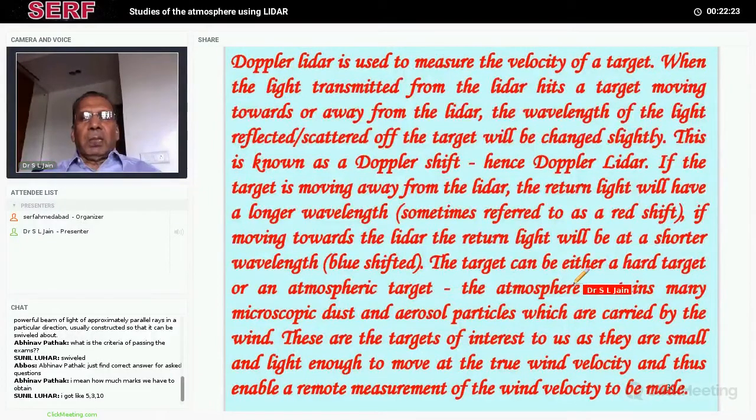The atmosphere contains many microscopic dust particles or aerosols, which can be carried by the wind.